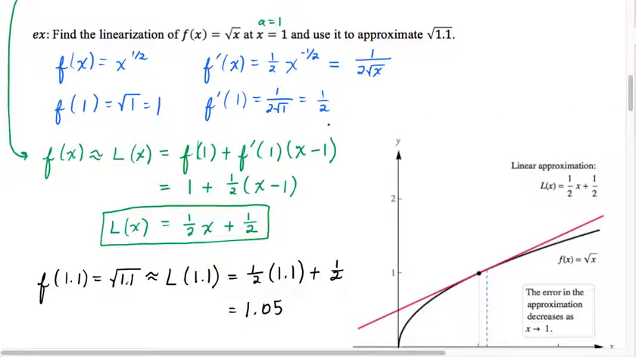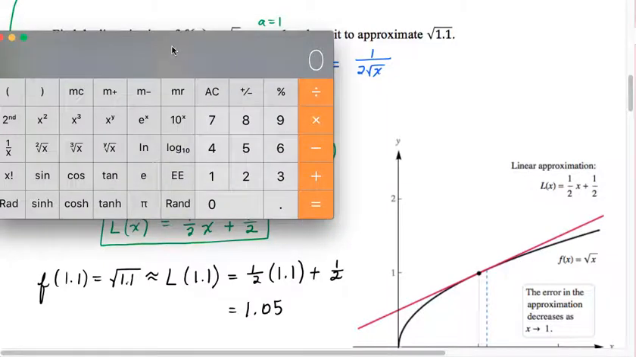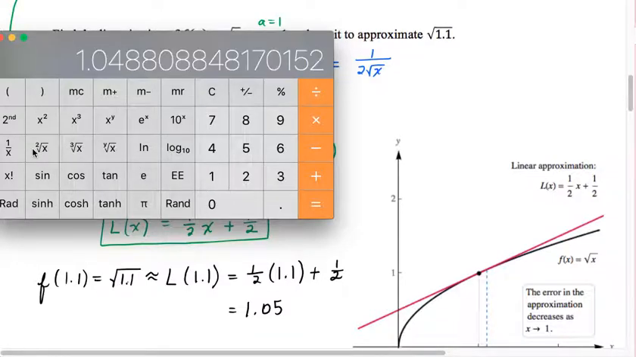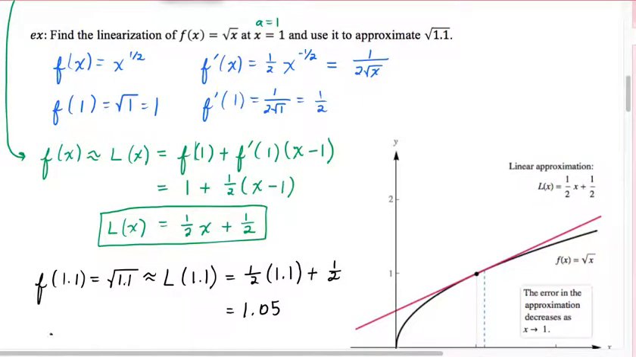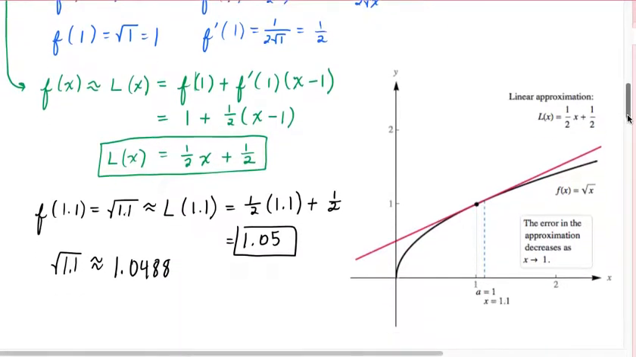Now, just for comparison purposes, let's see what the actual value of the square root of 1.1 is, and we will see how close this is. So let's do 1.1. We're going to take the square root. Okay, the actual value of the square root of 1.1 is 1.04880884. Let's go with 1.0488. But this is the approximated value that we were looking for. So the actual value is 1.0488. Pretty close to 1.05.